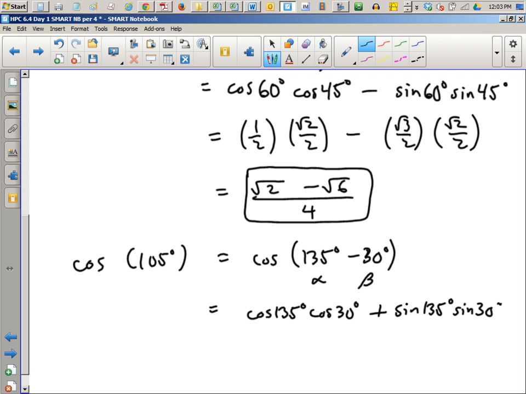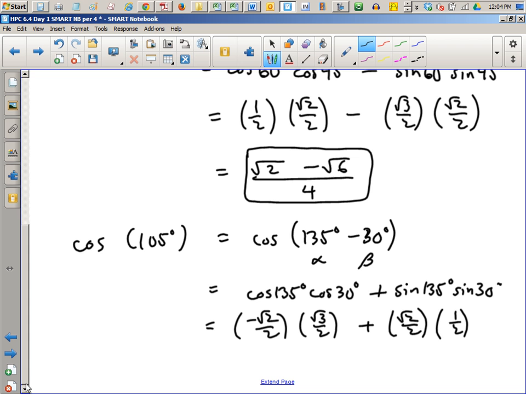That's just what their brain did. They weren't thinking about 45 and 60 at all. There's no reason why this shouldn't work. This is negative root 2 over 2. And this is root 3 over 2. And this is root 2 over 2. And this is a half.